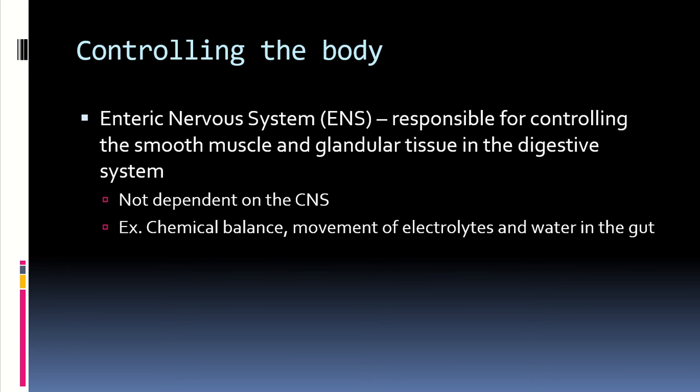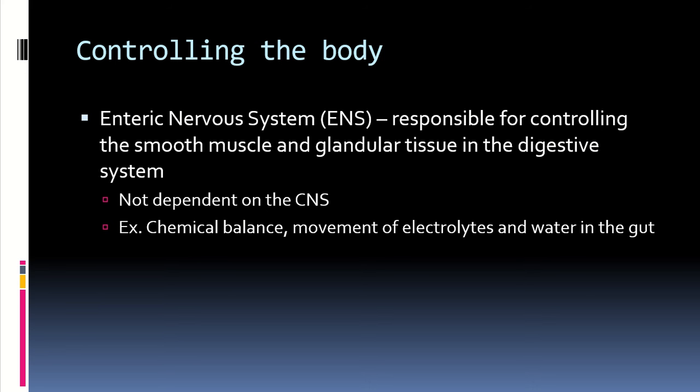Now, another subtype of controlling the body, as far as the nervous system goes, not a lot of people will talk about the enteric nervous system, but it does get brought up occasionally. So just so that it's understood what that is, the enteric nervous system is responsible for controlling the smooth muscle and glandular tissue in the digestive system. It is not dependent on the central nervous system. This can function separate of the nervous system.